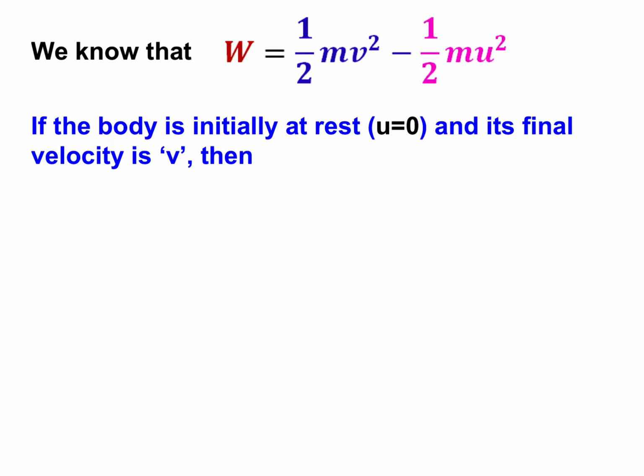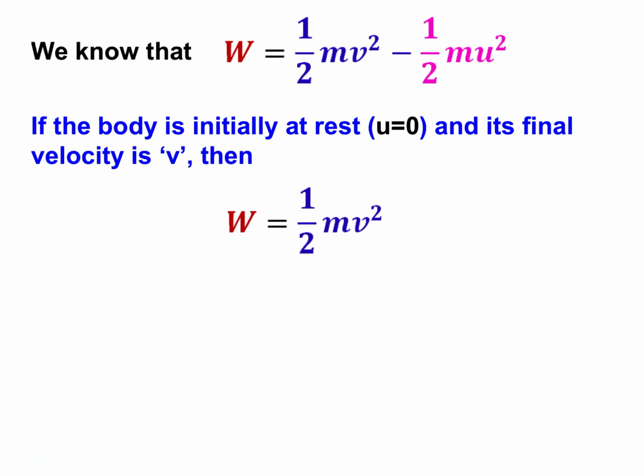If a body is initially at rest, it means initial velocity u is equal to 0 and its final velocity is v. Then from the above equation, the last part, half mu square, will be equal to 0. So we will get work done W is equal to 1 by 2 mv square. We can explain this with the help of an example as well.